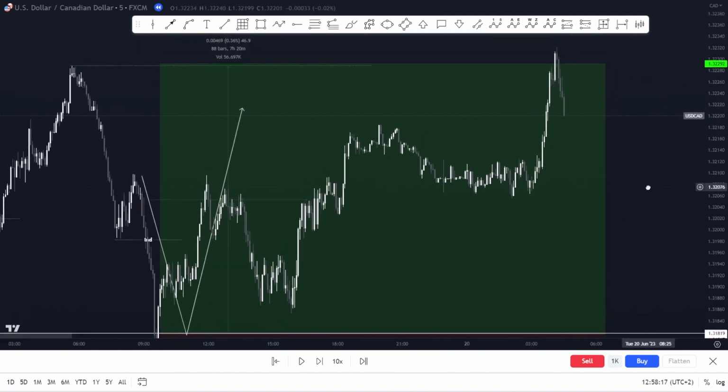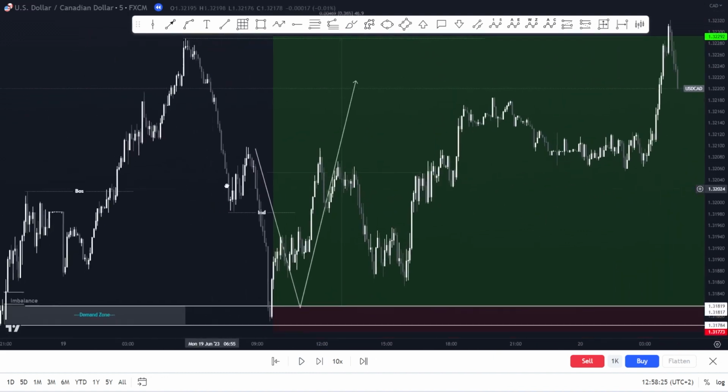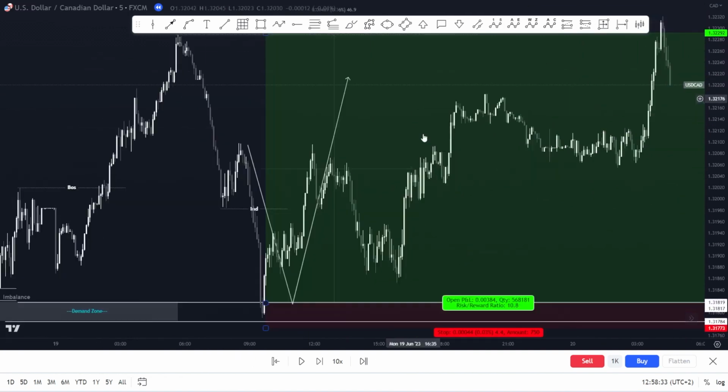So if you wanted to enter more trades during this ranging market, you have to do the same thing that we did on this section. We can also find the same structure on this area.